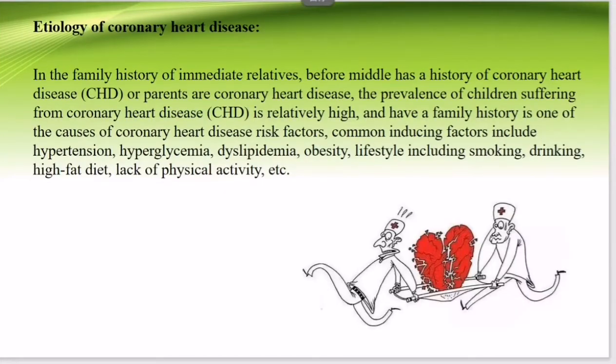Hello, I'm Moon. I'm going to talk about the causes and triggers of coronary heart disease. If immediate relatives have a history of coronary heart disease before middle age, or a parent has coronary heart disease, the prevalence of coronary heart disease in their children is relatively high. Having a family history is one of the risk factors for coronary heart disease.